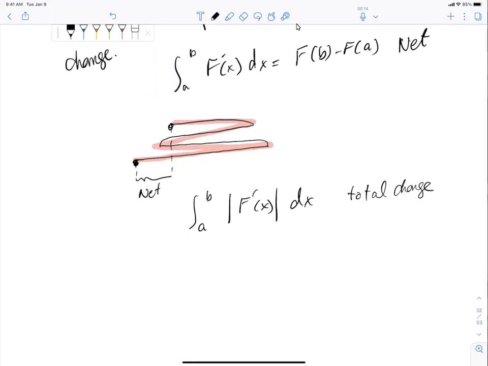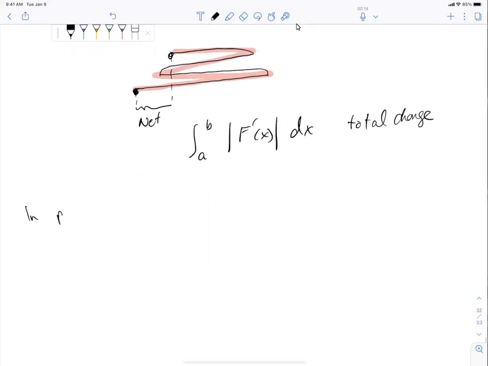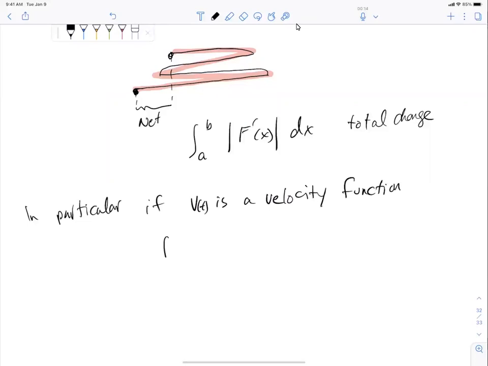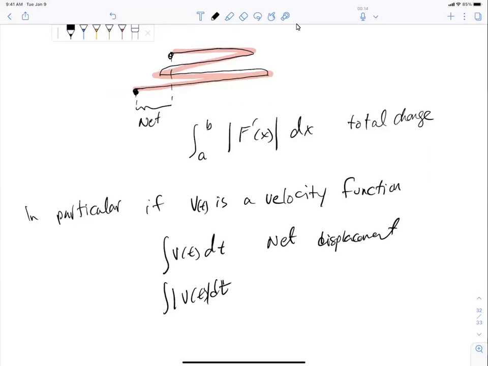So if you give me a velocity function, in particular, if v is a velocity function, v of t, let's call it, the integral of v of t dt is net displacement. But the integral of the absolute value of v of t dt is total distance traveled.